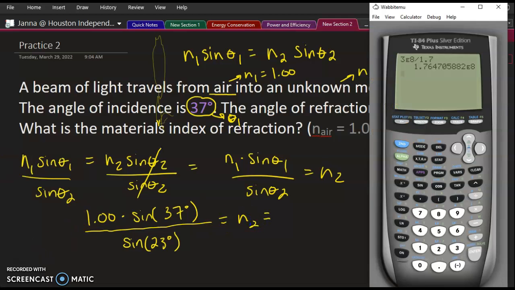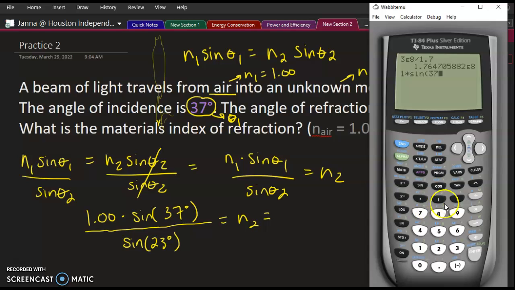Grab your calculator. First thing, you make sure your calculator is in degree mode. If you're getting strange numbers, negative numbers, your calculator was in radians, so be careful, especially when we take the test. Now we'll plug in 1 times sine 37.